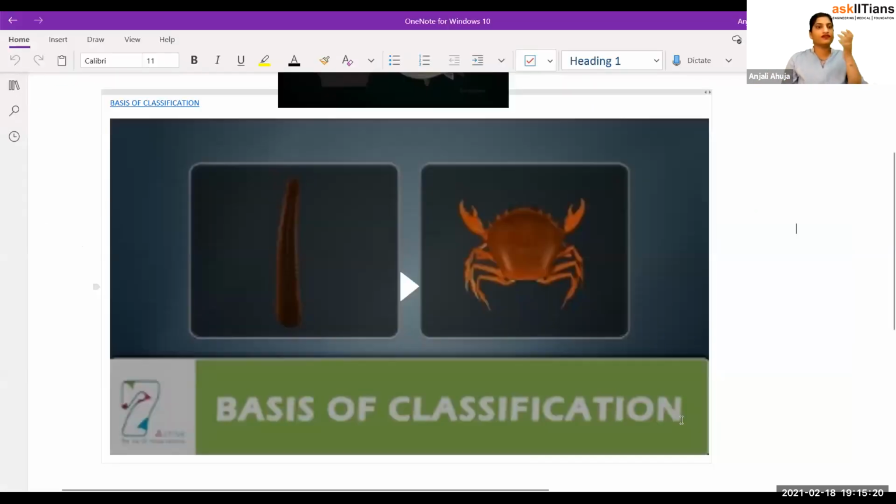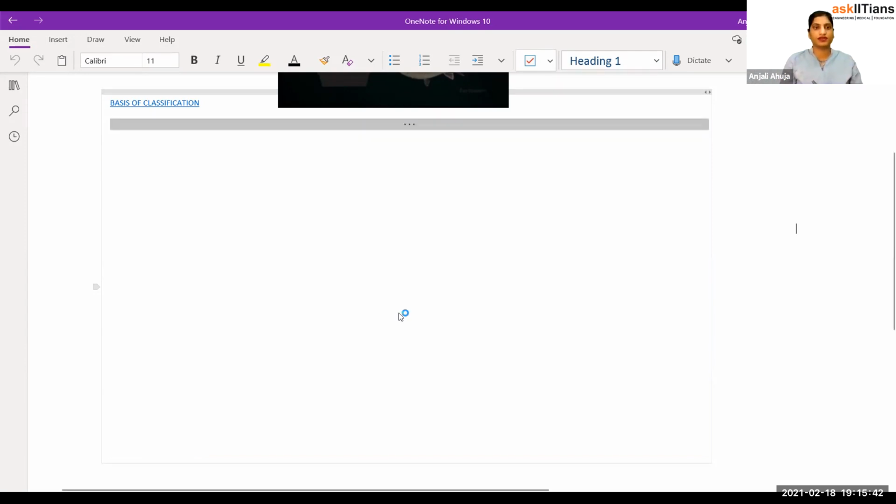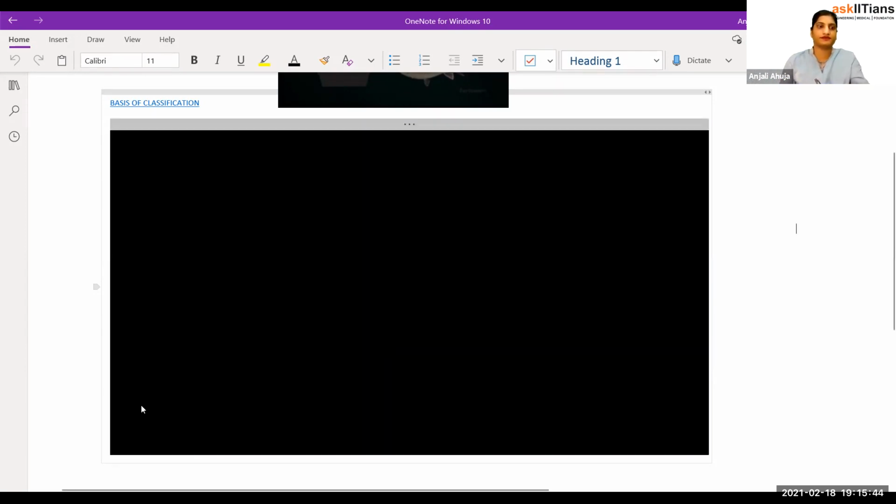Even before I start, let me tell you, in this part we will be learning about the basis of classification. Other than the 4 or 5 points I have told you, there are many more points that you can add. These are the bases on which I can categorize all the animals and plants. I'm going to play the video on silent and I will be speaking it myself. Hold on.